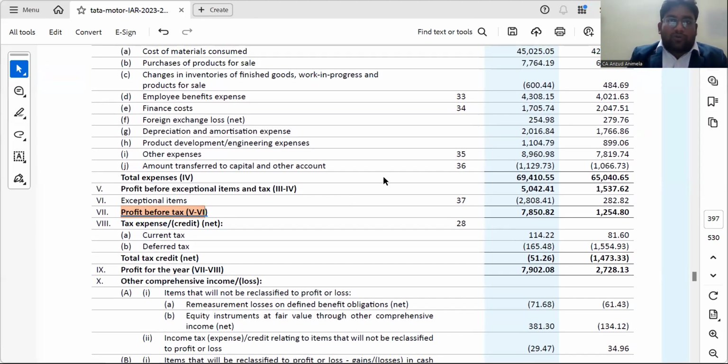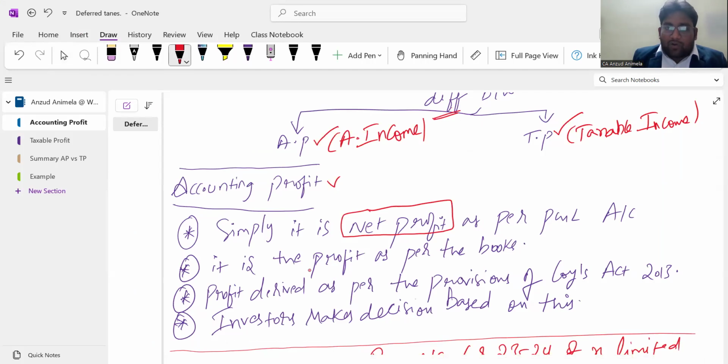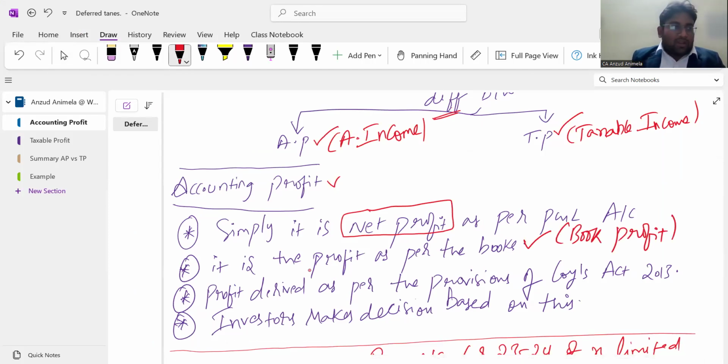I can also call this accounting profit as profit as per books, or book profit. If you go backward, the profit and loss account came from the trial balance, which came from the ledger, which came from the journals. All these are books of accounts. So I can comfortably call this accounting profit as book profit.